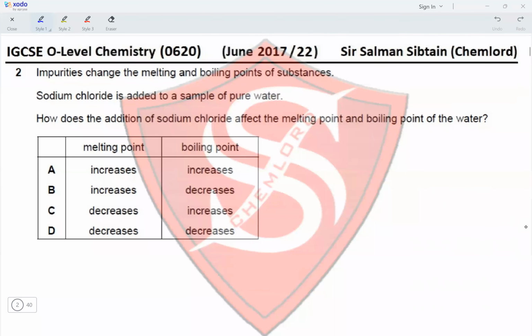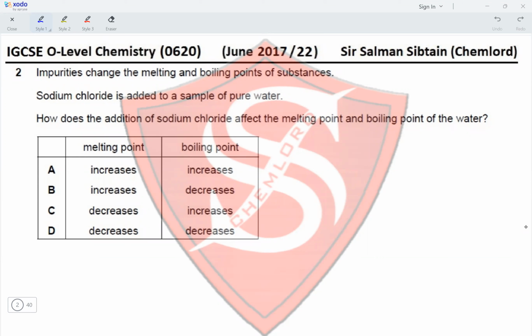Question 2. Impurities change the melting and boiling points of substances. Sodium chloride is added to a sample of pure water. How does the addition of sodium chloride affect the melting point and boiling point of water? The melting point of water is 0 degrees Celsius and the boiling point of water is 100 degrees Celsius.